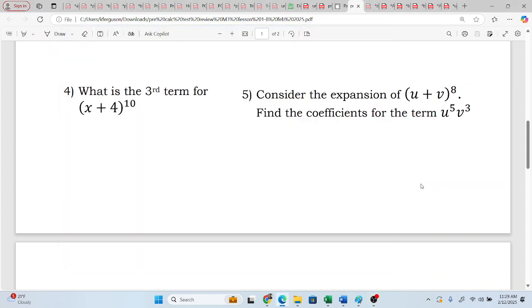So this is part two for the pre-calc review. Let's see, module two, module three, lessons 1 through 8.